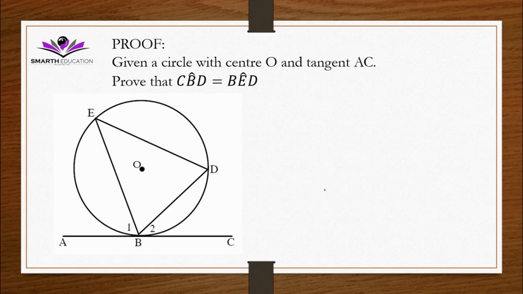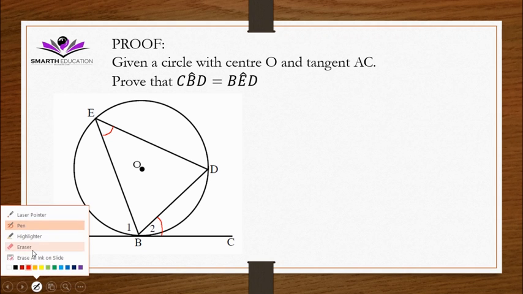Can you try to identify the angles? Where is angle CBD? This angle here. And then BED, which is this angle here. I want to prove that these two angles are equal. Okay, so what do we do? What construction can we make here?